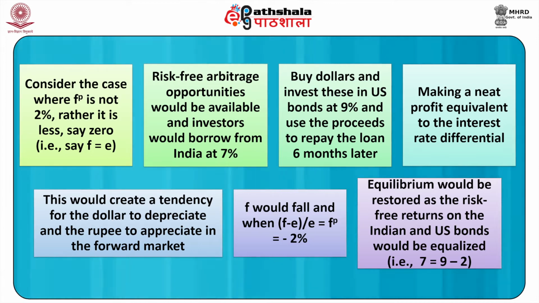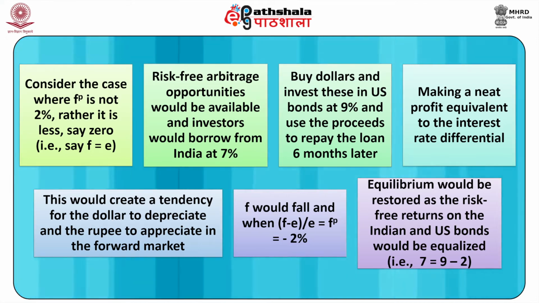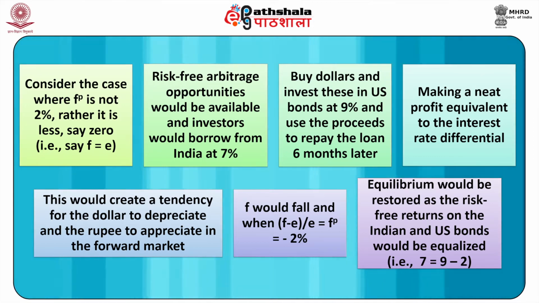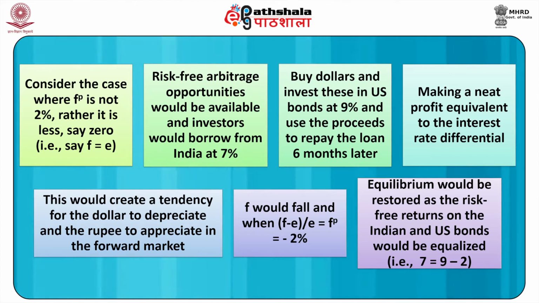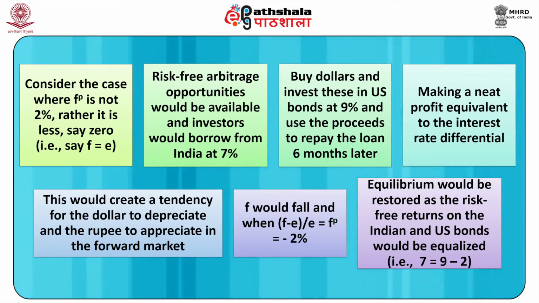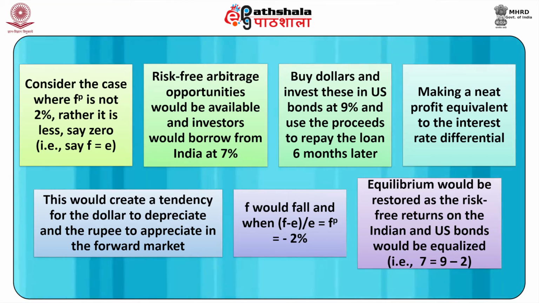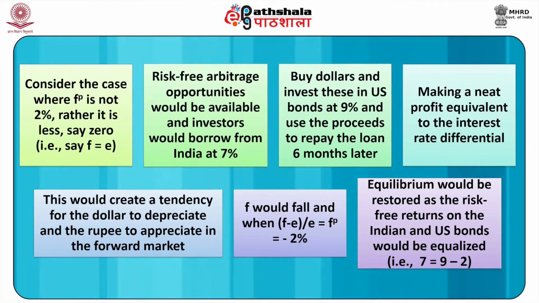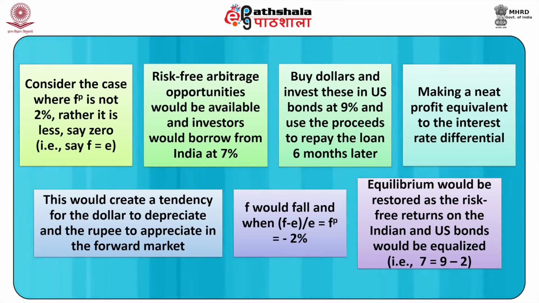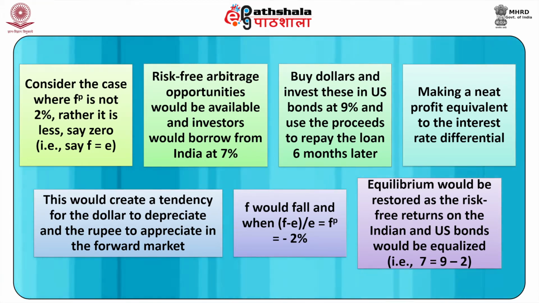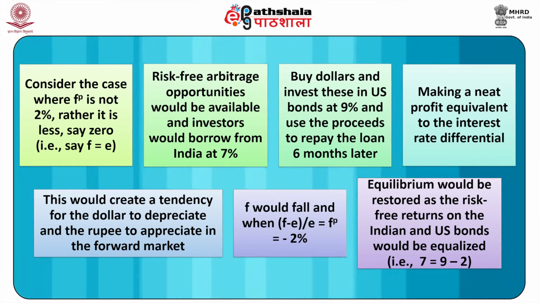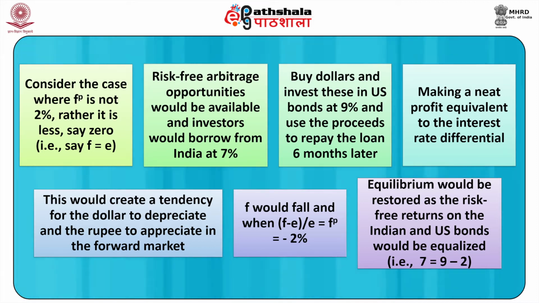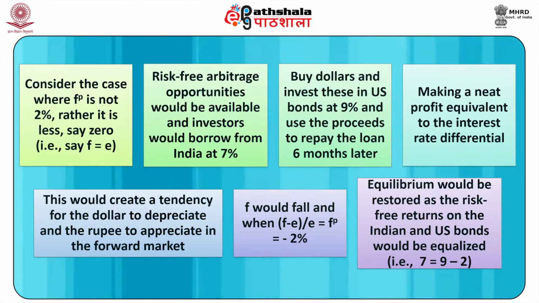Obviously, such risk-free arbitrage opportunities will be grabbed, and there will be a pressure in the forward market to sell dollars and buy rupees forward. This would create a tendency for the dollar to depreciate and the rupee to appreciate in the forward market, so that F would fall, and when (F minus E) divided by E, which is F raised to power P, is equal to minus 2%, equilibrium would be restored as the risk-free returns on the Indian and US bonds would be equalized, that is 7 is equal to 9 minus 2, and the CIP conditions would hold.